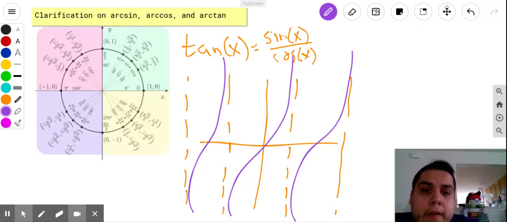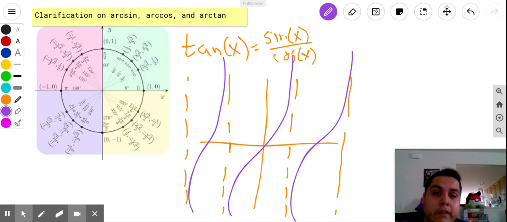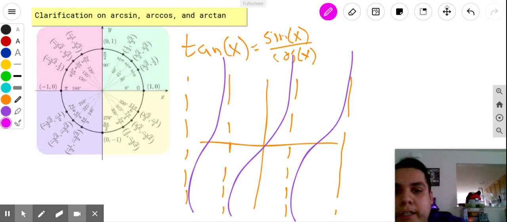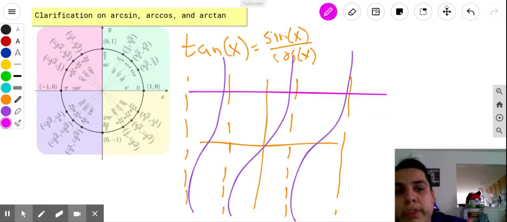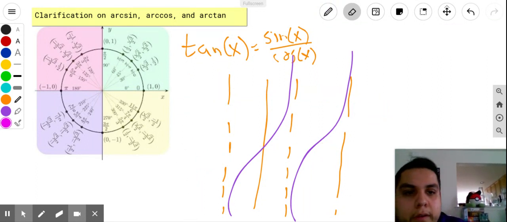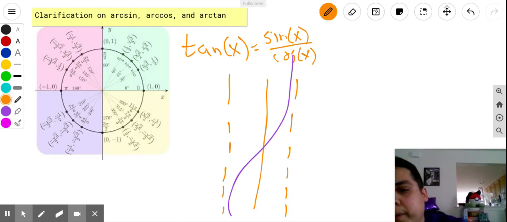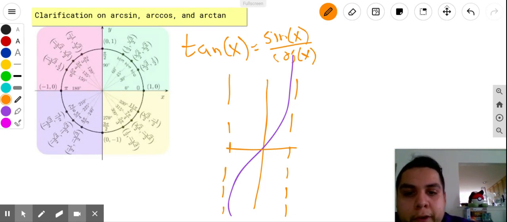It's very repetitive. But to limit its output so that way it can be inverted, because this graph right here is not invertible. It fails the horizontal line test right there. Boom. The horizontal line intersects the graph more than once. So what they decided to do is just this. Let me ignore all this out here, and I'm just going to focus on this part of the graph right there, right? So it's focusing between negative pi over 2 and pi over 2.